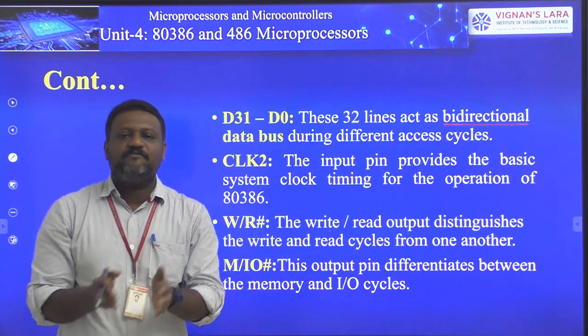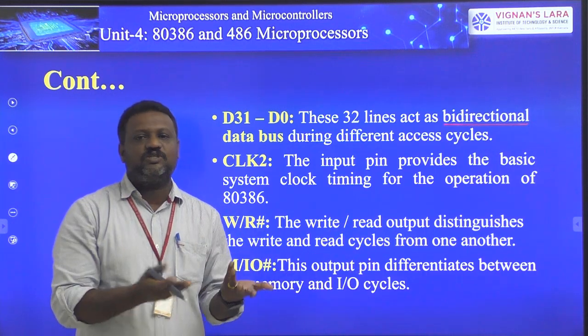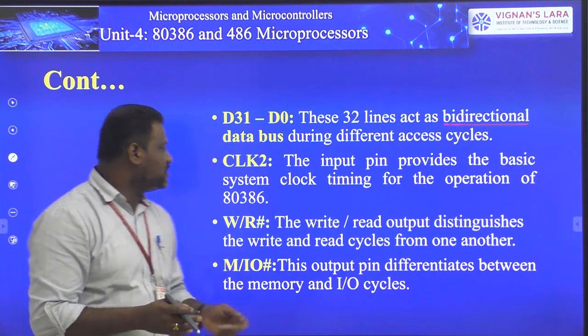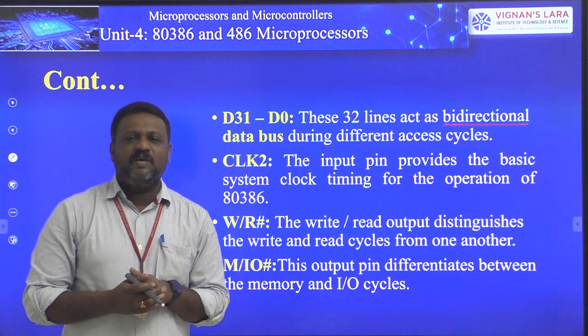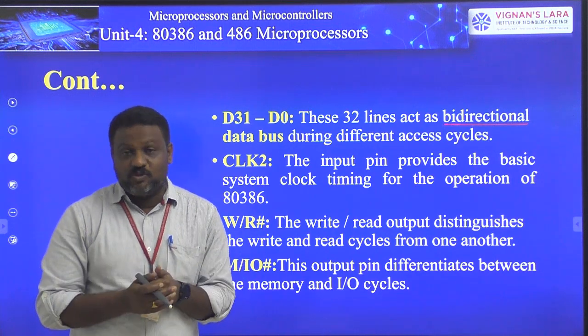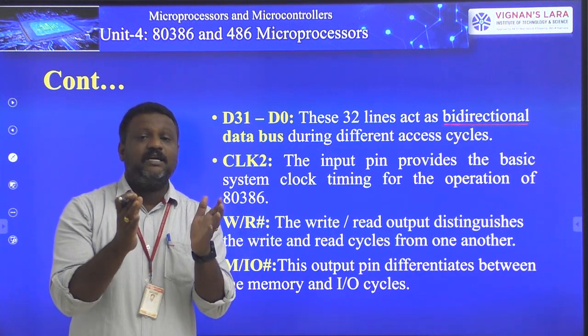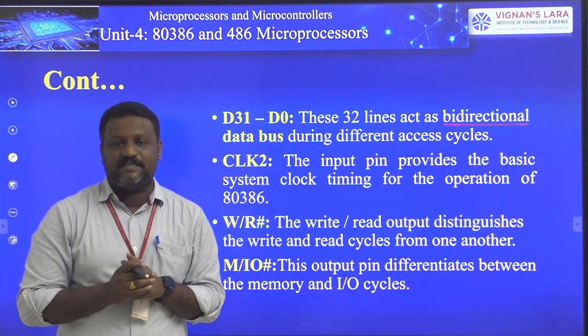So for each bank we are connecting 80 data lines. Just now we can see that diagram also. Right. Next one is CLK2. This is a clock input signal. Basically, in case of 80386, the clocking condition is the same as 8086.